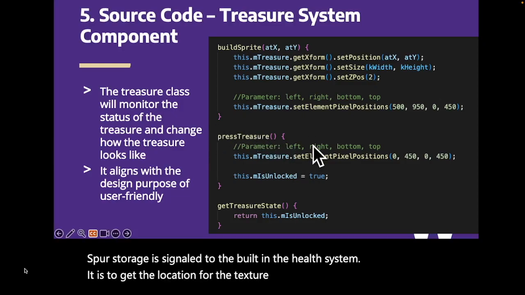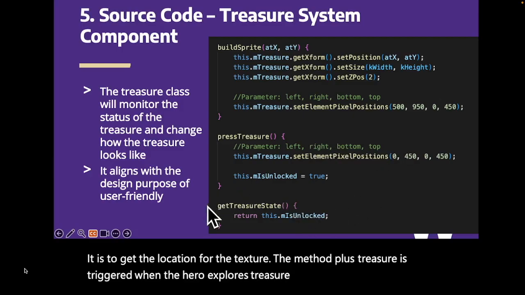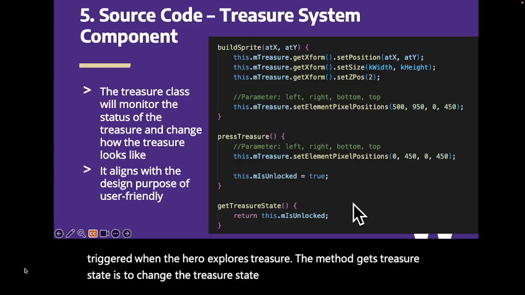The method press treasure is triggered when the hero explores treasure. The method get treasure state is to change the treasure state so that we can change how it looks like.